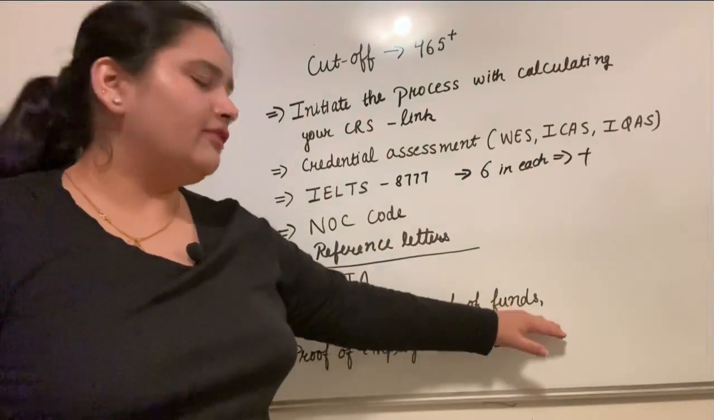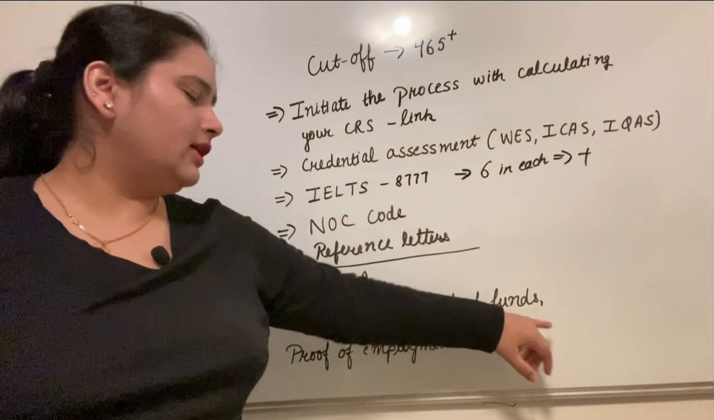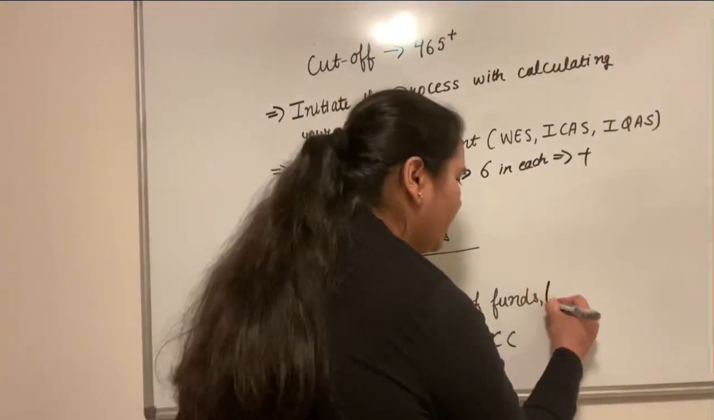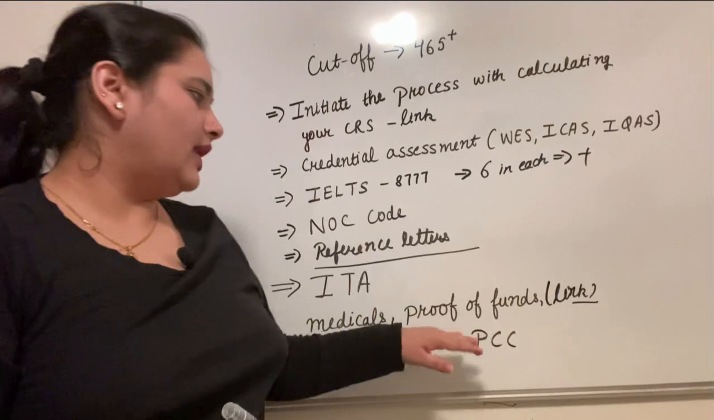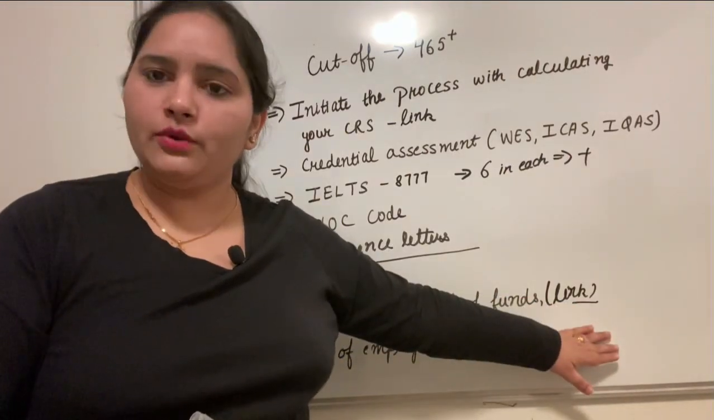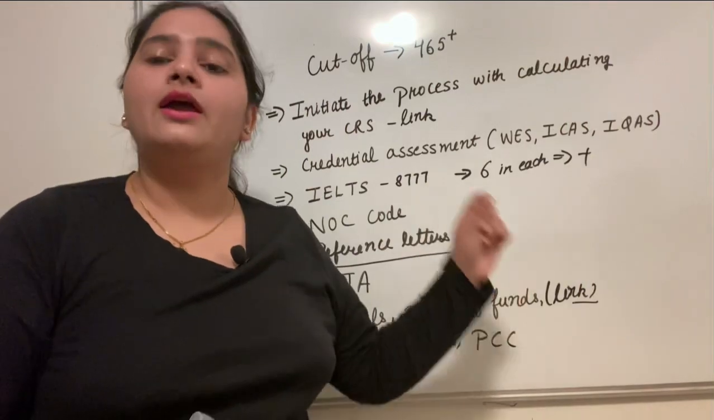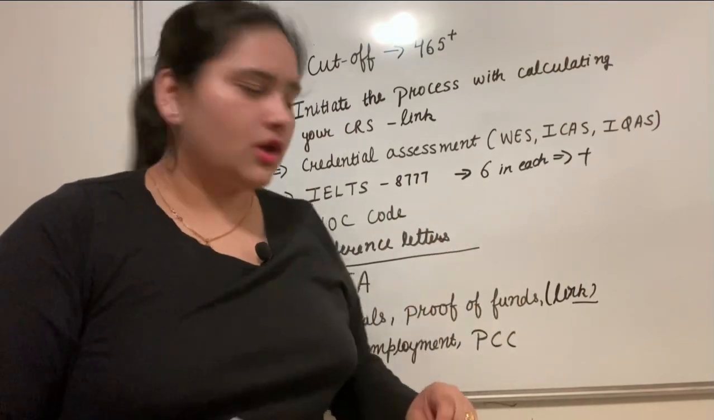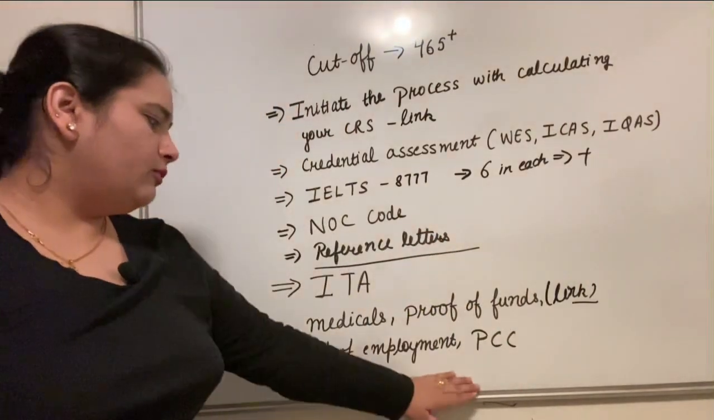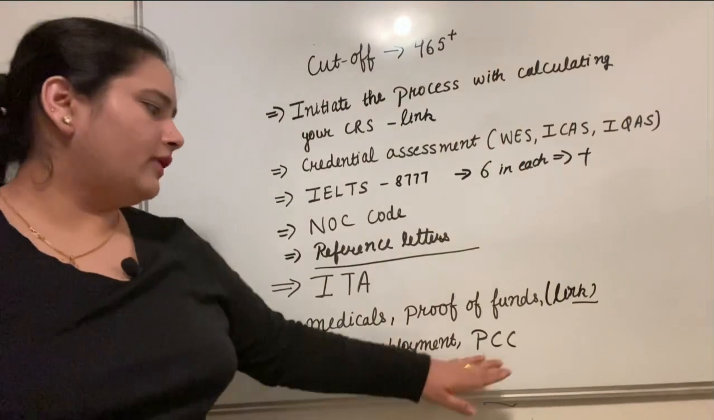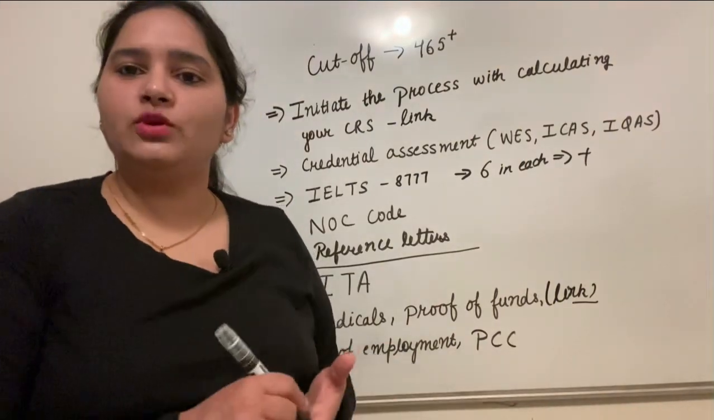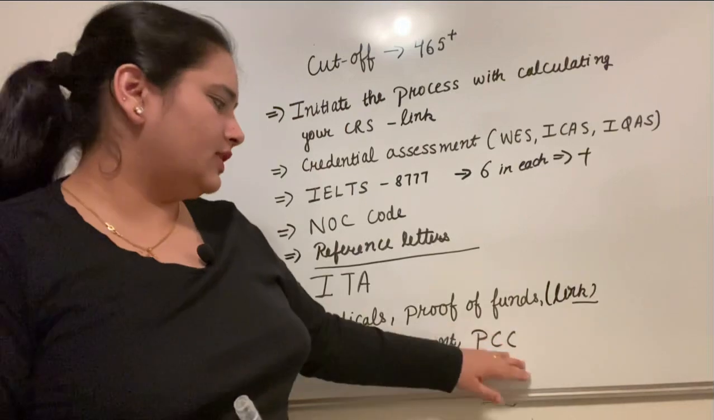Okay, then we have the proof of funds. This link also I'll provide where you can check. I'll try to upload a picture where you can see how much proof of funds is needed for singles, for married, and for people with children. Okay, then we have the proof of employment. You have to give that proof. Then is PCC, that is police clearance certificate. You have to get that.